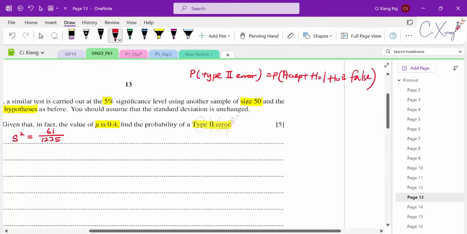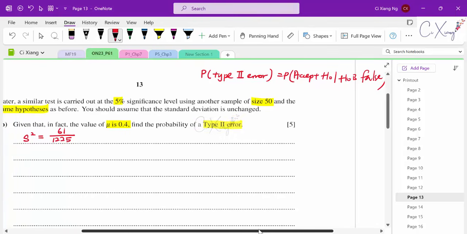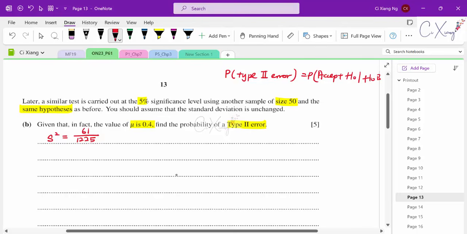Okay, so to calculate the probability for this part, accept the null hypothesis, I actually need the acceptance region. So in this question, they didn't give me the acceptance region. They also didn't give us the rejection region.